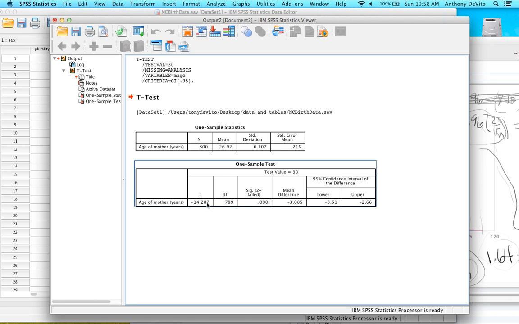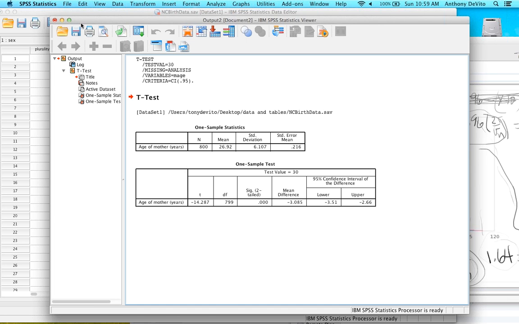And sure enough, it does a t-test, and it finds that the probability, significance is really a p-value, two-tailed. It tells you that the probability is very, very low that this population would be the same as a population that has an average age of 30. So we reject the null hypothesis that our population mean is equal to 30.